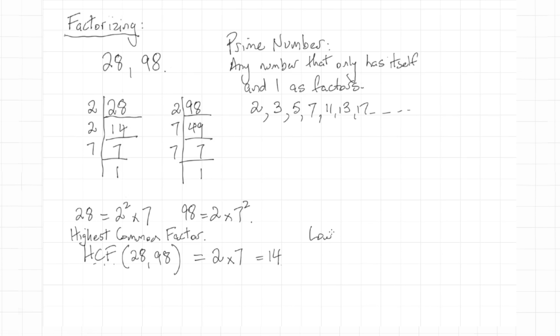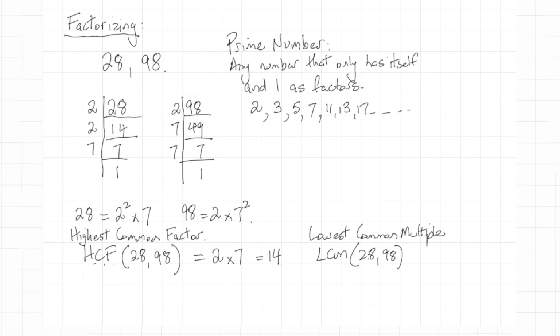The lowest common multiple is abbreviated as LCM. Now if we want the lowest common multiple, we want a multiple of a number, which is just a bigger number that the smaller number will go into. So a lowest common multiple is the smallest number that both 28 and 98 divide into evenly.